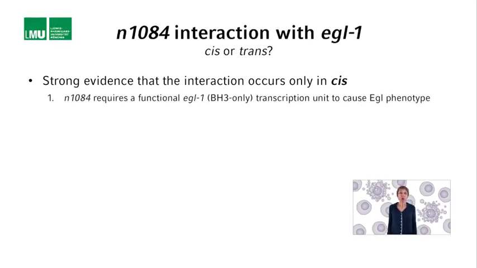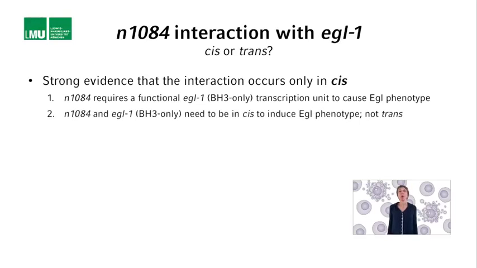First, remember a PCR fragment amplified from N1084 animals, but not from N1084 N3082 animals, could induce an AGO phenotype in N1084 and 3082 animals. This suggests that N1084 requires a functional BH3 only transcription unit to cause an AGO phenotype.